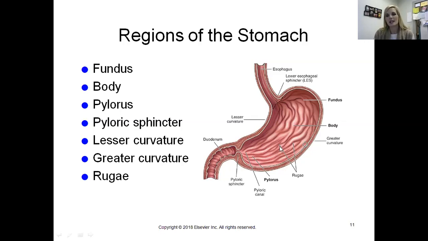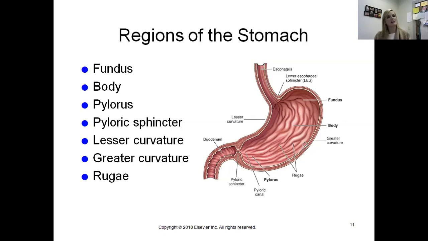And then the inner lining, if you can see, the inside of the stomach looks very wrinkly. I know that sounds kind of strange, but that is because the inner lining of the stomach is made up of what's called rugae. Rugae, what that does, is very similar to how we would see a deflated balloon. We know a deflated balloon is all wrinkly, right? But when we fill it with air, it becomes really smooth.